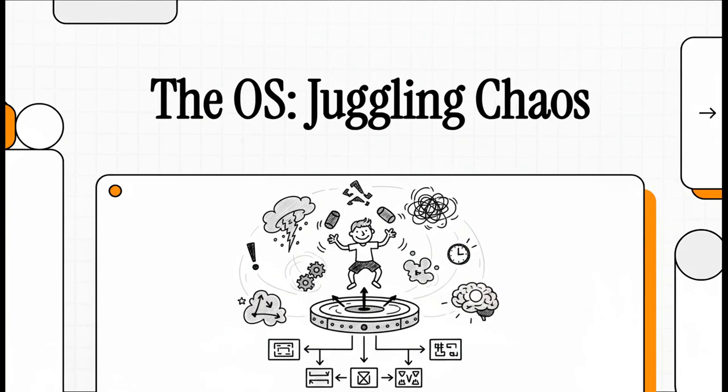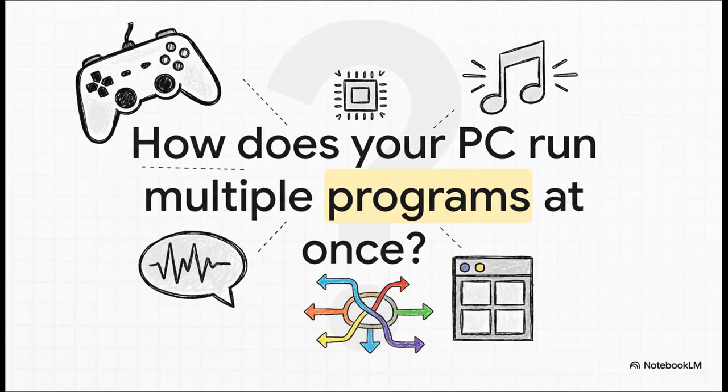All right, let's peel back the curtain on the silent hero inside your computer, the operating system. We're going to talk about how it's basically a master juggler, keeping dozens of chaotic tasks running in what looks like perfect harmony. I mean, have you ever really stopped to think about that? You're gaming, you've got a browser open with a million tabs, maybe some music playing, and it all just works. It seriously feels like magic, but it's not. It's a series of brilliant illusions, all managed by your OS. So, how does it pull it off?